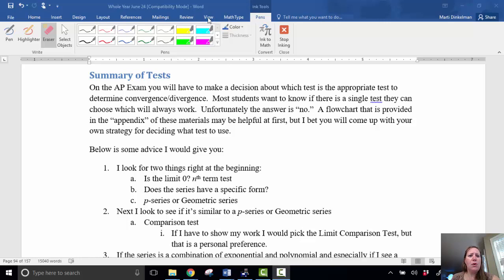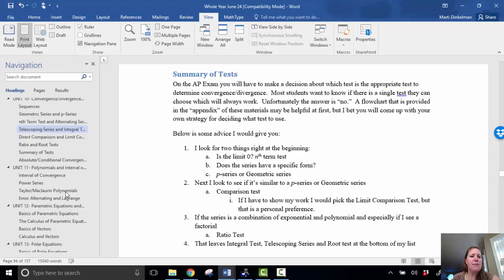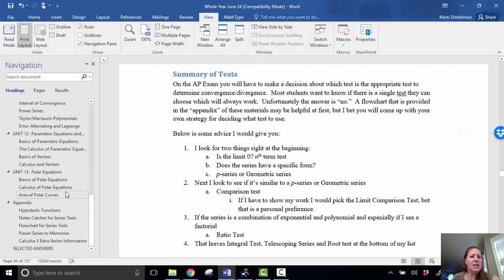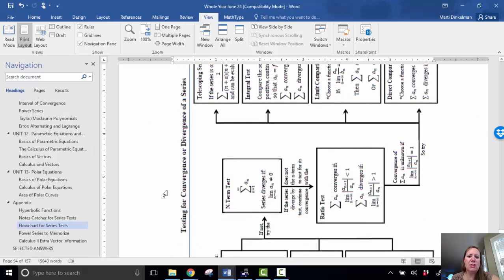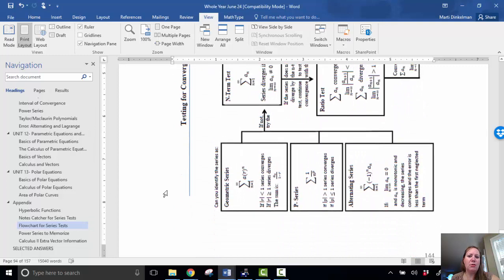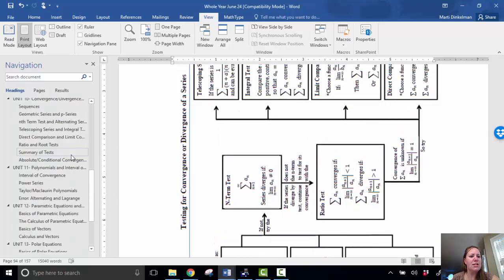If you have a copy of this book, if you look at the appendix, I have a flow chart there that can be helpful. It's not necessarily perfect, but it will help you make potentially a decision on that. It's kind of the best flow chart I've found. It's not, again, exactly the way my brain thinks of it, but it's a start.